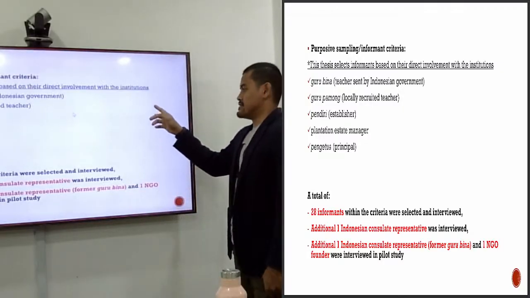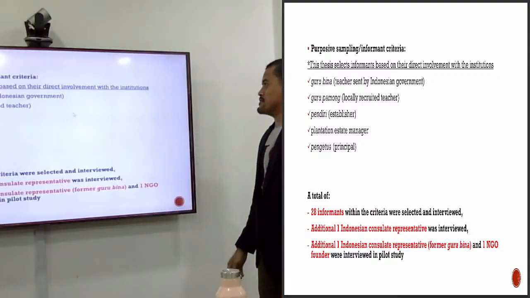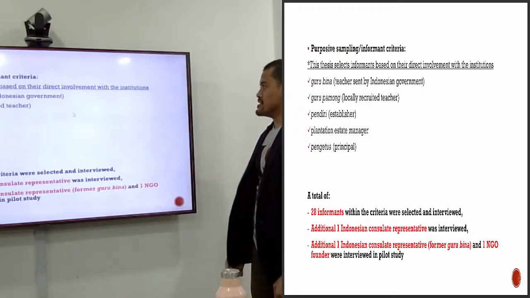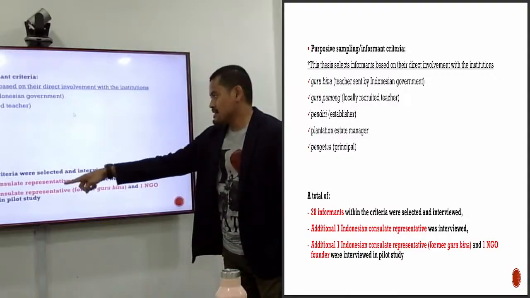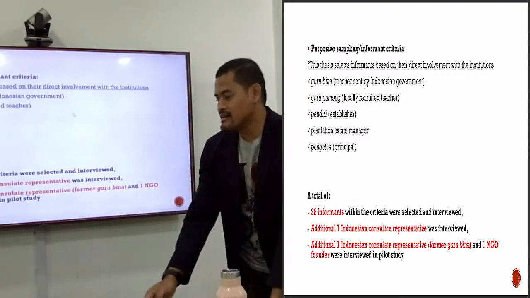And I choose the informants based on my criteria, which is purposive sampling. There are certain criteria that the informants need to fulfill, namely those who are directly involved in the education institutions. And these are the numbers of the total informants that I interviewed.